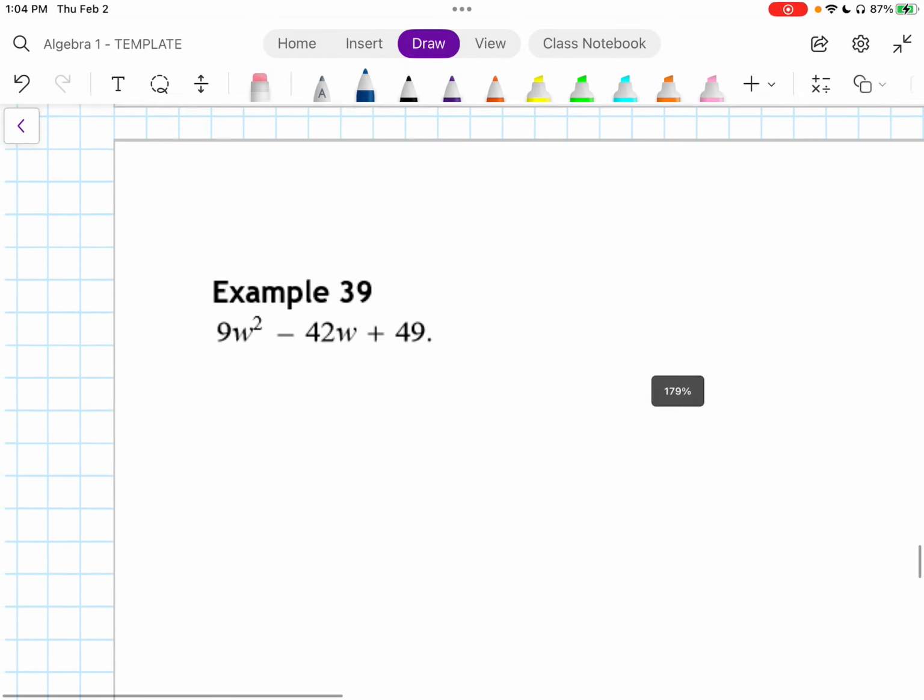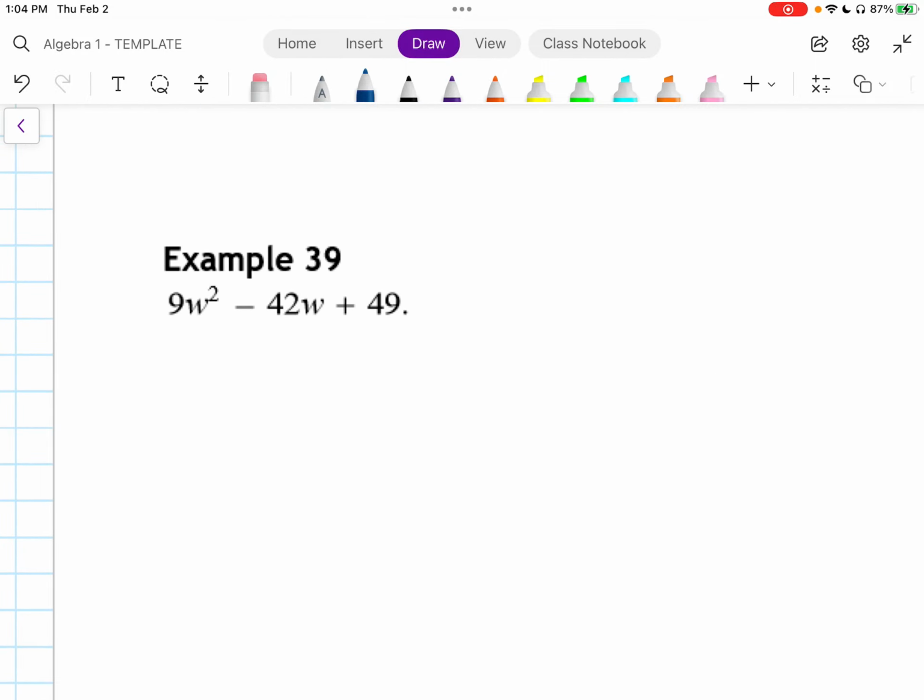Let's look on. Number 39. Now this one here is a little bit more difficult. Could we factor something out? I think we could pull a 3 out of everything. I think we can. Let's do that. So we'll pull out a 3, and that leaves us with what? 3w squared minus, what's 42 divided by 3? That gives me 14w plus, 49 doesn't divide out of 3. I don't know what I was thinking there.